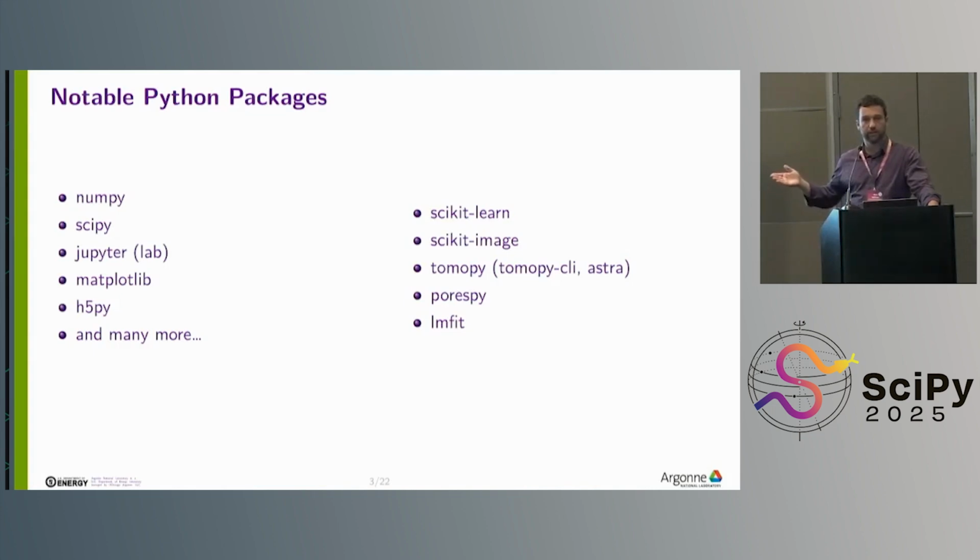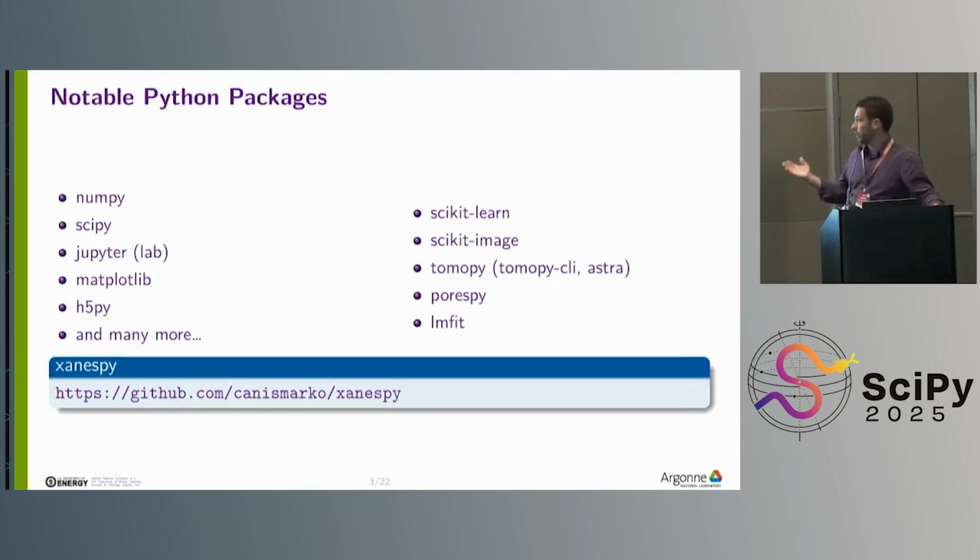These are the notable Python ecosystem packages that I used in doing this work. The ones on the left are fairly ubiquitous for various sciencey things. The ones on the right are a little more specific to what I was doing here: scikit-image and scikit-learn, TomoPy for tomography reconstructions, PoreSpy for looking at pore networks and how they're connected, and then LMFit for fitting curves to spectral data. Most of what I've done here I have put into a GitHub repository. As a package, it's probably not particularly useful unless you're doing this specific application, but it is there for reference and if anyone is interested.